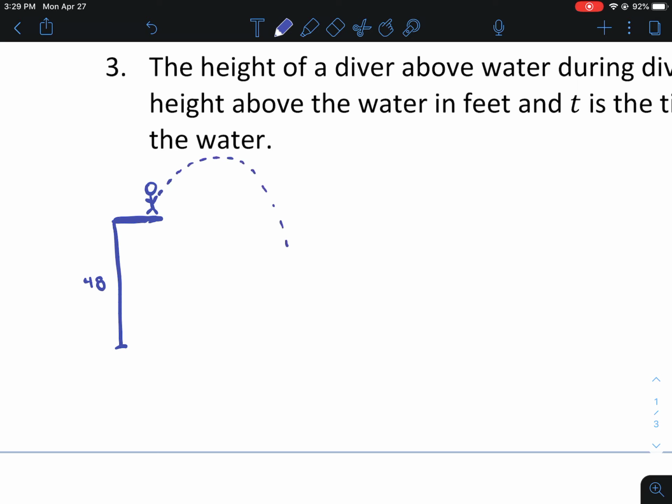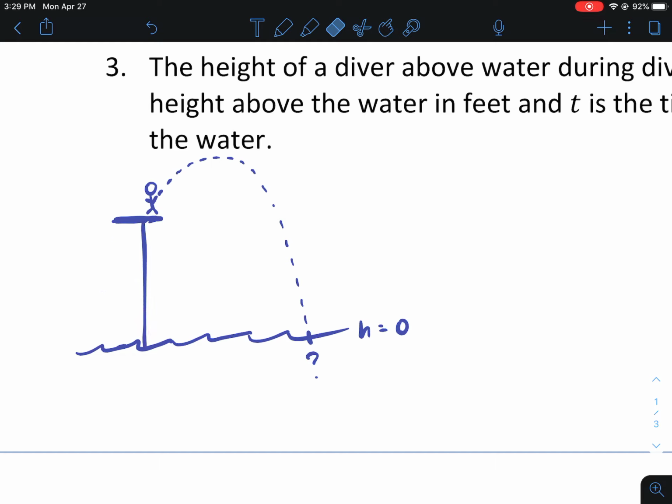Assuming that this path is a parabola, let's say this would be like my water, or my x-axis. So we're looking for, hey, what is this t value? What is this value of time when my height is 0? Imagine this is like the x-axis of your graph. This is our y-axis. I'm just going to move them over a little bit. This is for a starting height of 48.